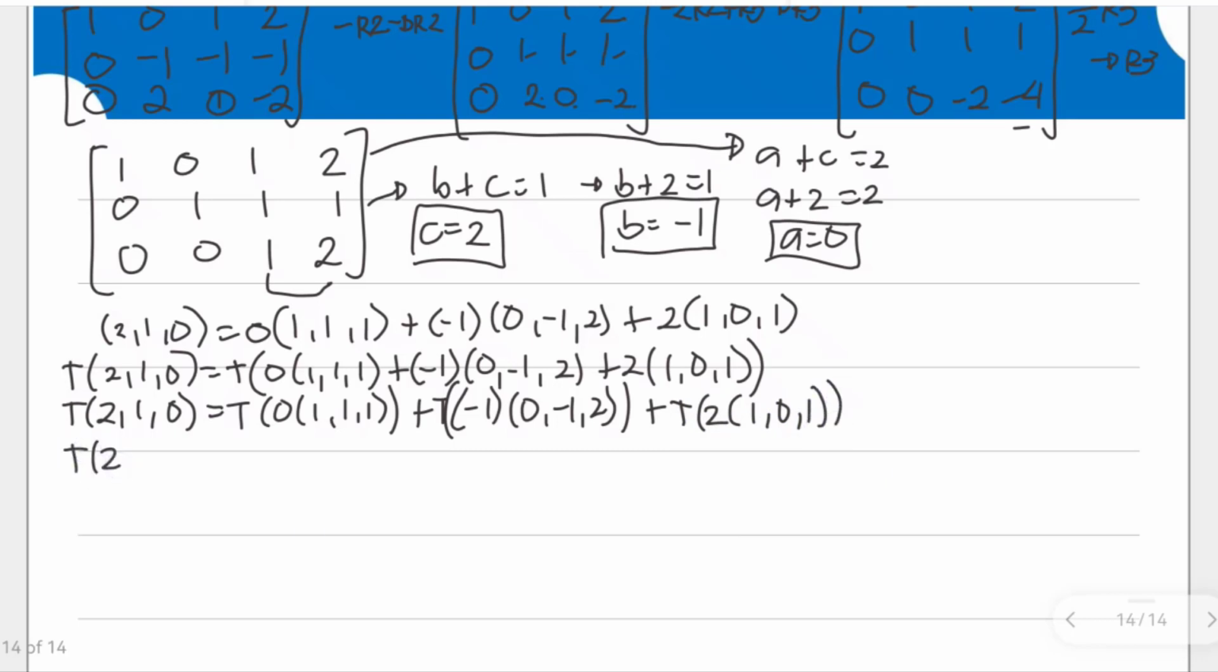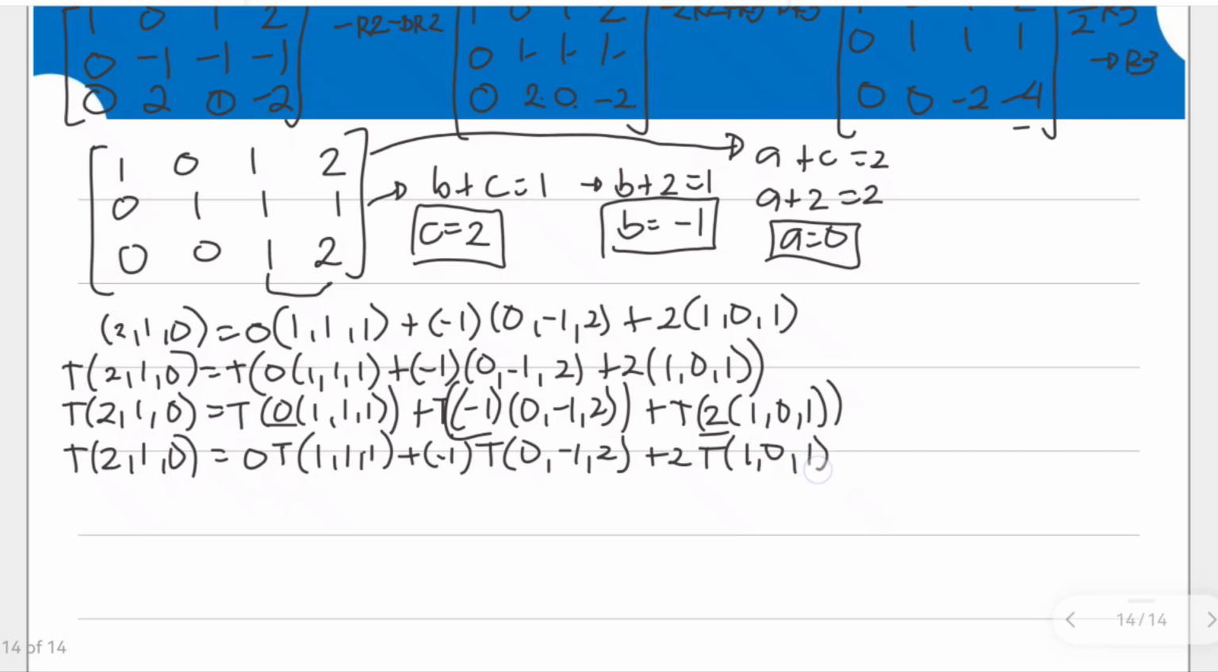Then you have the constants. Constants, you can take them out. 0 times the linear transformation of 1, 1, 1. Plus negative 1 times the linear transformation of 0, negative 1, and 2. Plus 2 times the linear transformation of 1, 0, and 1. And what are the results here?